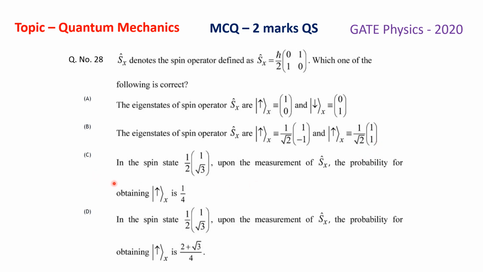Option C: in the spin state 1 by 2 times the matrix 1, root 3, upon the measurement of Sx cap, the probability for obtaining up spin is 1 by 4. And the last option, option D: in the spin state 1 by 2 times the matrix 1, root 3, upon the measurement of Sx cap, the probability for obtaining the up spin is (2 plus root 3) divided by 4. So among the 4 options, we have to choose the correct one. Let us see how to solve this problem.